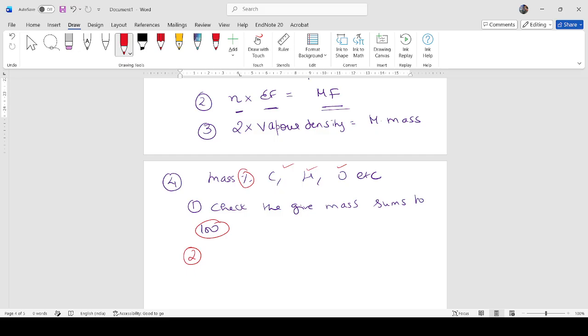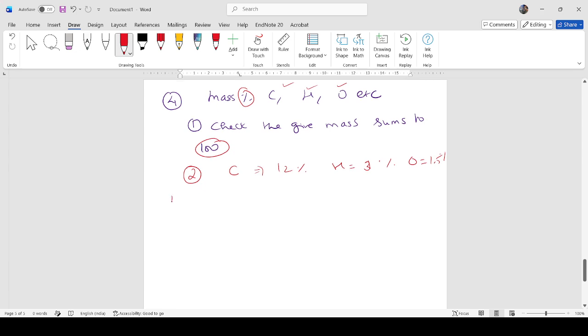For example, they will give you carbon is 12 percentage, hydrogen, let me say, is 3 percentage, oxygen is some 1.5 percentage, like this. So step number 1, you have to calculate the moles of it. How do you calculate the moles? Weight divided by the atomic mass, for carbon, hydrogen and oxygen. So the given weight is 12, the atomic mass of carbon is also 12. The given weight of hydrogen is 3, the atomic mass of hydrogen is 1. The given mass percentage of oxygen is 1.5, divided by 16.